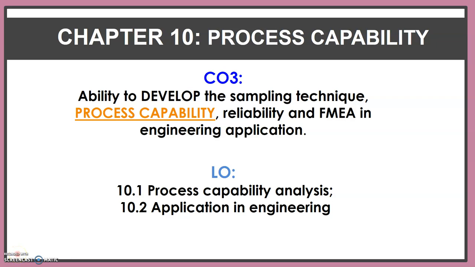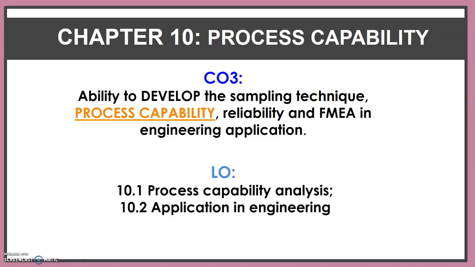Class, today I will share with you what is process capability. Process capability is under course outcome 3, the ability to develop the process capability in engineering applications. The learning outcome for today is that you are able to use the process capability to analyze your process in the engineering field.